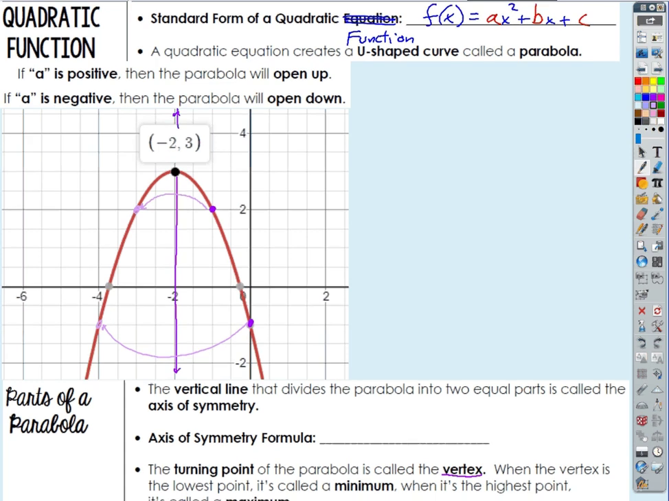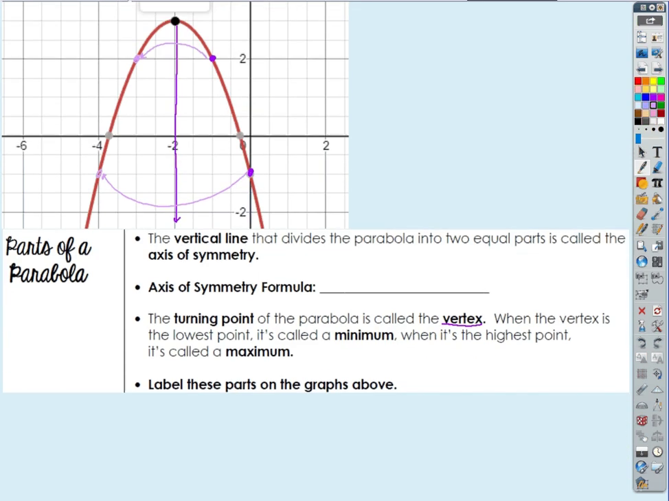All right, so how are we going to do this stuff? Well, the axis of symmetry, the way we find that, there's a formula that allows us to find that. Here's the formula. The axis of symmetry formula is x equals negative b over 2a. Okay, and that really gives us 2 very important things. That tells us the x-coordinate of the vertex, but that's also the name of the vertical line that forms the axis of symmetry.